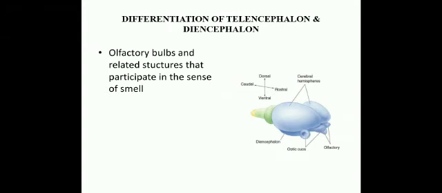Then the lowest parts of the medial walls of the hemispheres, in the region where they are attached to the roof of the diencephalon, remain very thin due to disproportionate growth of the various parts of the hemispheres. At the inferior aspect of the frontal region of the cerebral cortex, we can observe the olfactory bulbs and related structures that participate in the sense of smell.